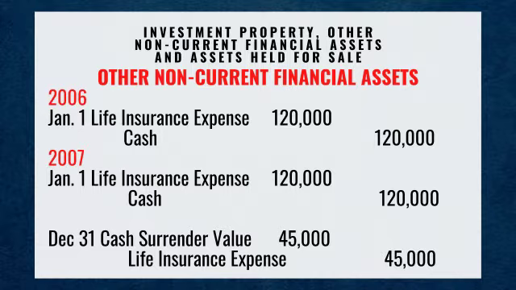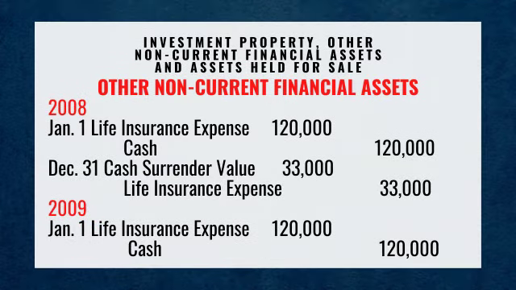2006, January 1st, debit life insurance expense for 120,000 pesos and credit cash for 120,000 pesos. Year 2007, January 1st, debit life insurance expense for 120,000 pesos and credit cash for 120,000 pesos. December 31st, debit cash surrender value for 45,000 pesos and credit life insurance expense for 45,000 pesos.